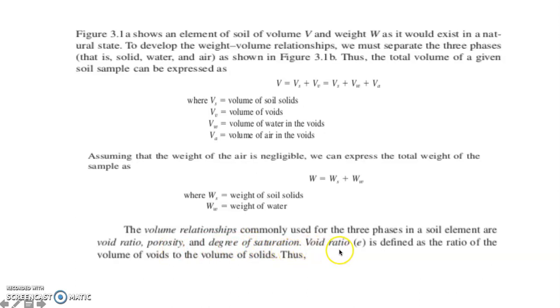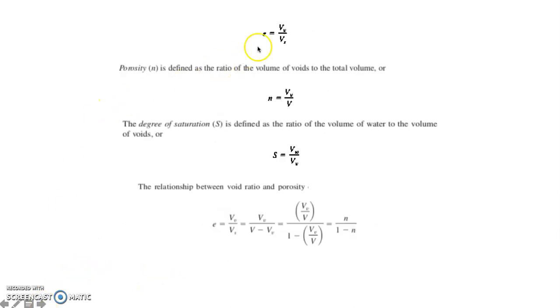So for the void ratio, it is defined as the ratio of the volume of voids to the volume of the solid. So we have here the formula: void ratio is equal to V sub V over V sub S, or void ratio is equal to the volume of the voids over the volume of the solid.